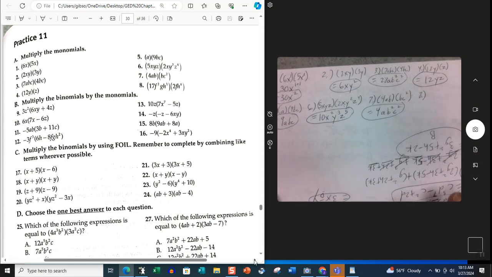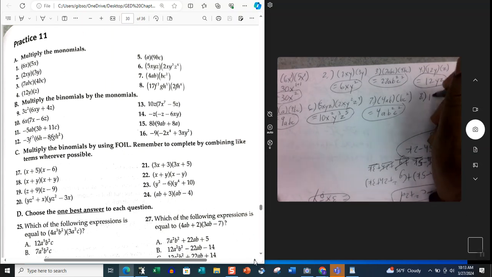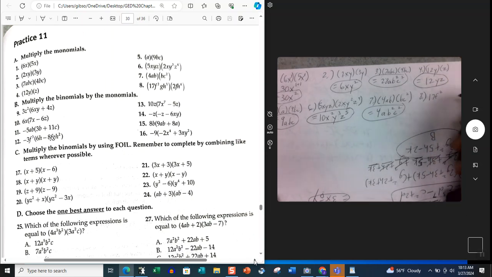Problem number 8. We have 17f squared gh cubed multiplied by 2fh to the 4th.